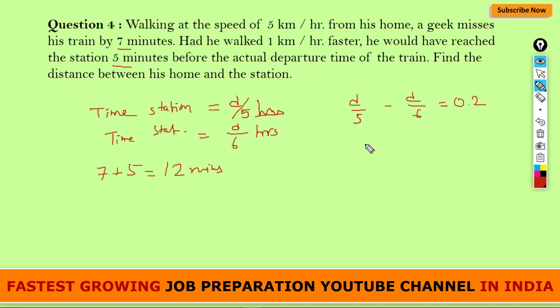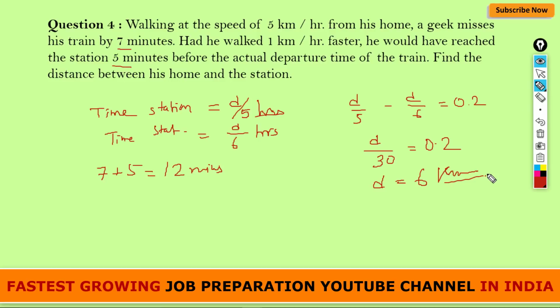So therefore D by 5 minus D by 6 equals 0.2. So D by 30 equals 0.2. So D equals 0.2 into 30, which comes to 6. So thus the distance between his home and the station is 6 km.